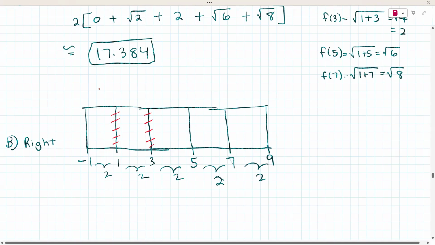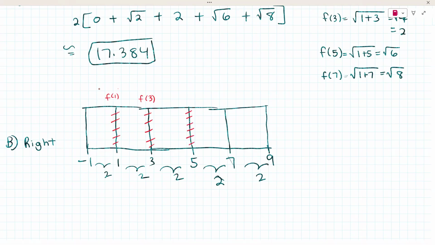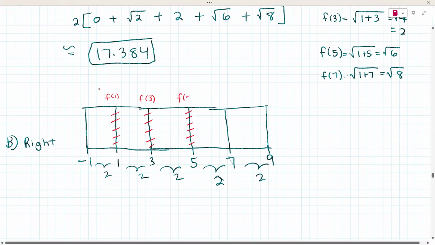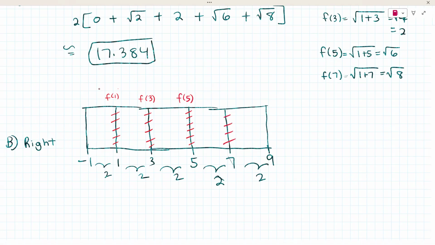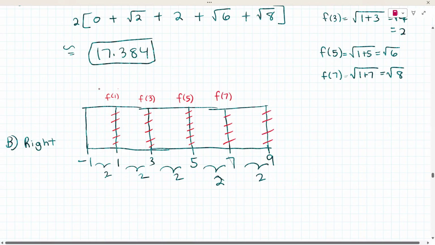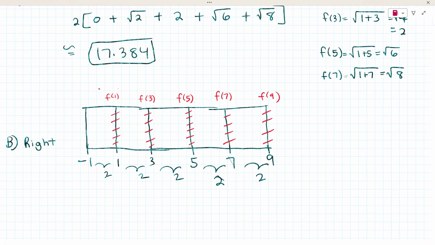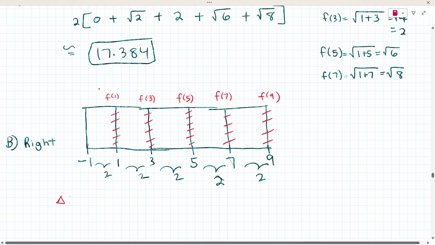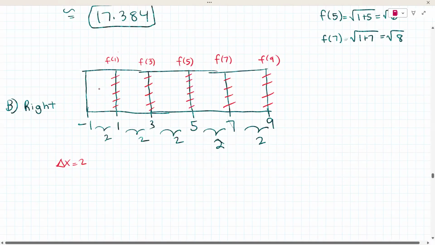So we're going to do f of 1, f of 3, f of 5, f of 7, f of 9. Okay, so as you can see, the width is a constant of 2, or the delta x is 2. And then, so it's good, you could just factor out that 2.